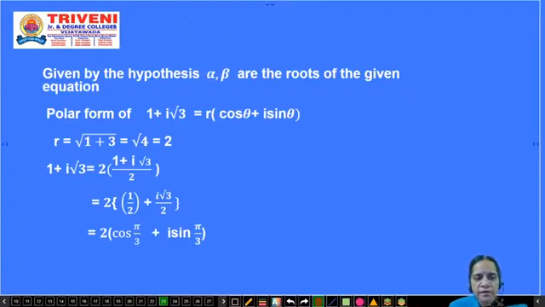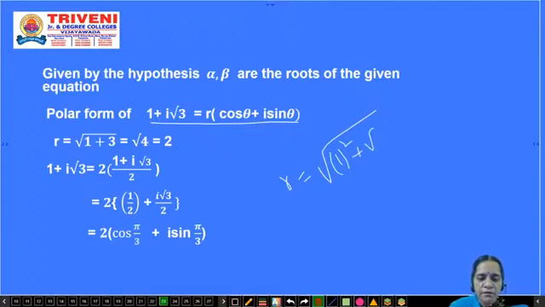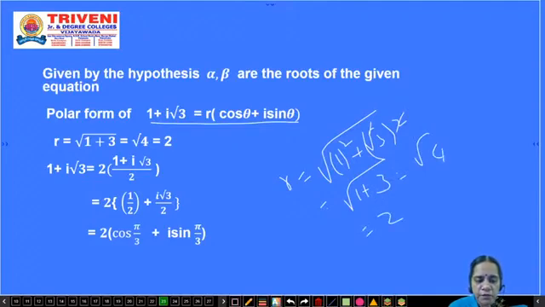First we have to find (1 plus i root 3) whole power n. Given the hypothesis alpha and beta are the roots of the equation, the polar form of 1 plus i root 3 is equal to r into (cos theta plus i sin theta). First we have to find the value of r here. The value of r is the square root of the real part 1 whole square plus the imaginary part root 3 whole square. The square root and square get cancelled. Square root of 1 plus 3 is equal to root 4. Root 4 is nothing but 2.